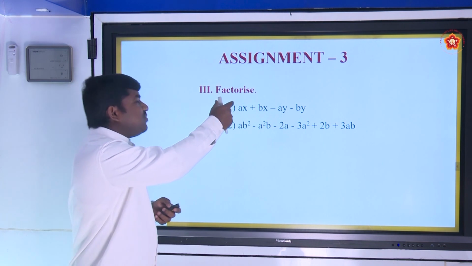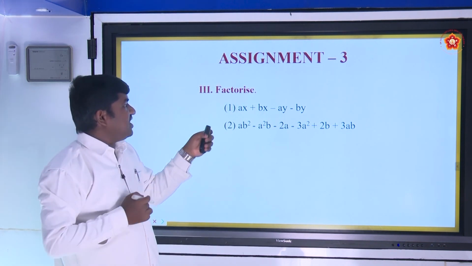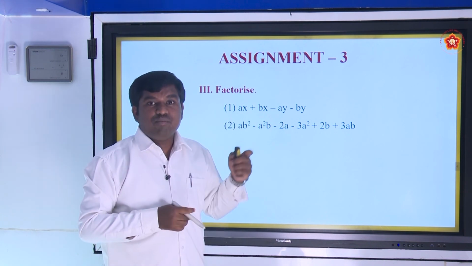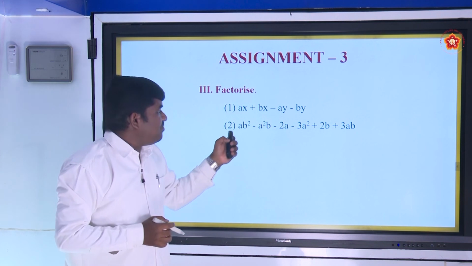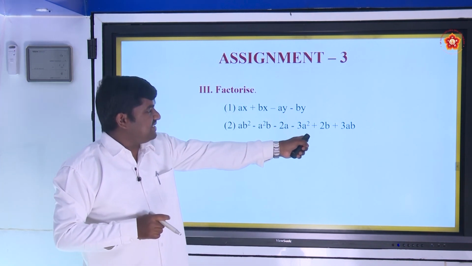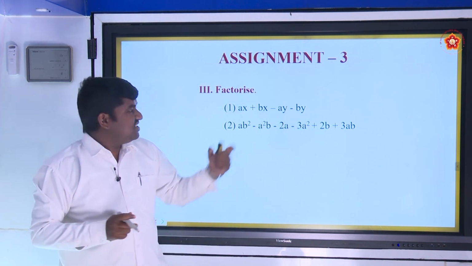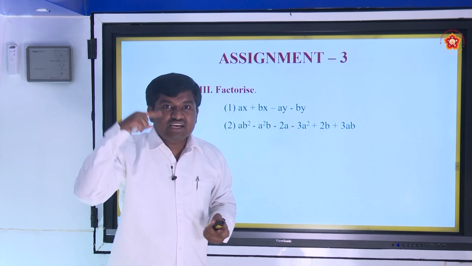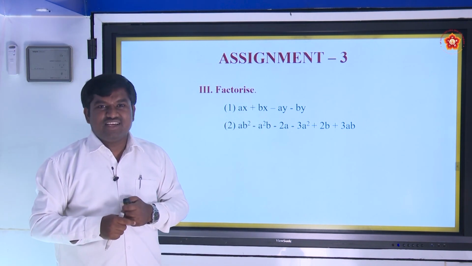Yes, there is a small assignment for you. Factorize first one, ax plus bx minus ay minus by. Second one, ab square minus a square b minus 2a minus 3a square plus 2b plus 3ab. These are very simple. Think differently and creatively and do the factorization.